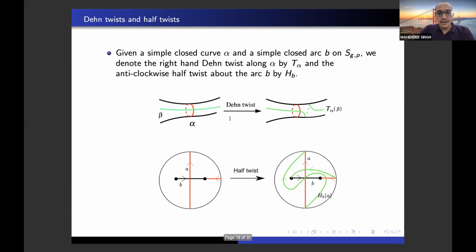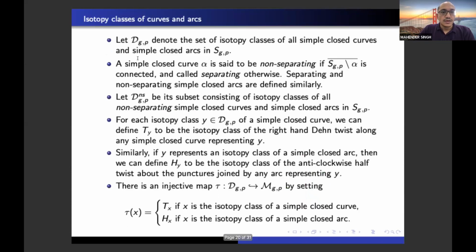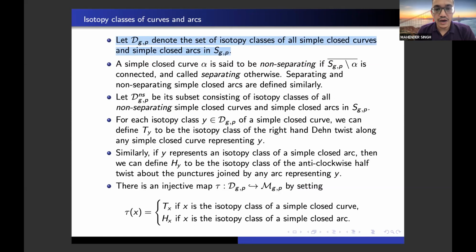The half twists and Dehn twists are of fundamental importance because they are the generators for the mapping class groups. Let D_{g,p} denote the set of orientation isotopic classes of all simple closed curves and simple closed arcs on the surface. We say a simple closed curve alpha is non-separating if the closure of the complement of the curve on the surface is connected, and separating otherwise. Separating and non-separating simple closed arcs can be defined analogously. Let D_{g,p}^{NS} be the subset consisting of isotopic classes of all non-separating simple closed curves and simple closed arcs. So this is a subset of D_{g,p}.